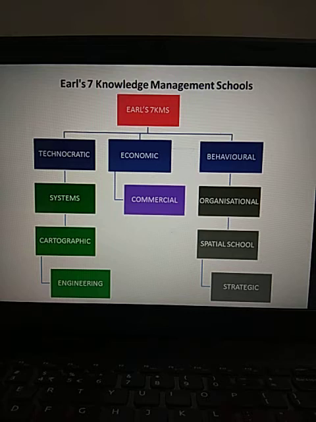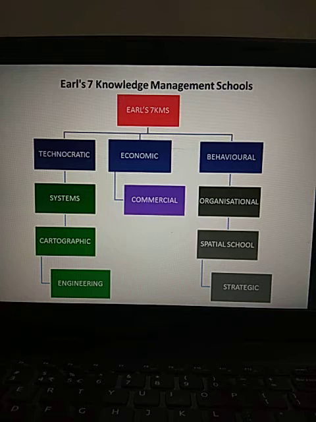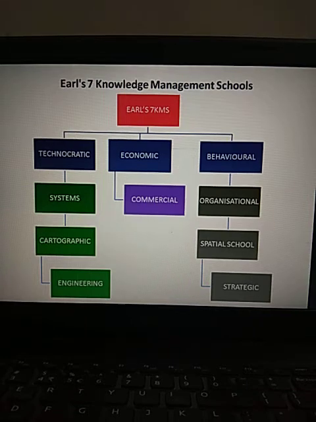So what are the broad categorizations of Earl's 7 knowledge management schools? The first one is technocratic, the next one is economic, and the third is behavioral. Under technocratic, there are systems, cartographic, and engineering. Under economic, one can have commercialization. Under the behavioral school, one can find the organizational, spatial, and strategic schools.